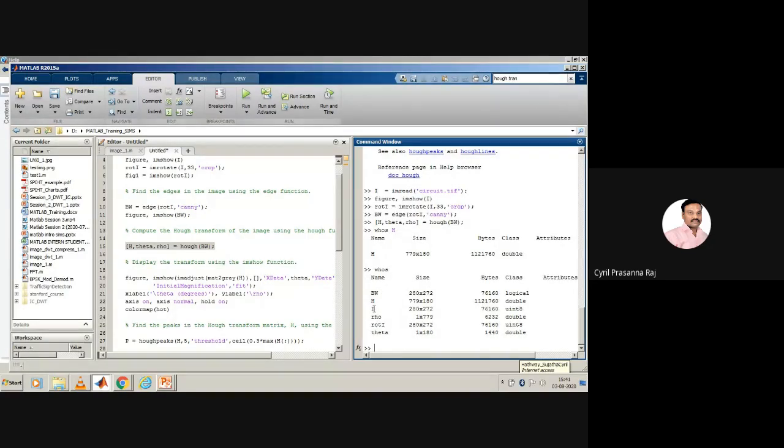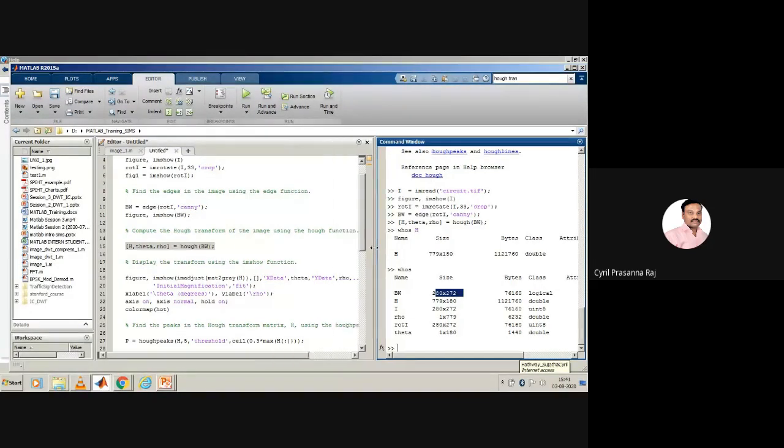The original size of the image was 280 cross 272. After it was rotated, it is still 280 cross 272. After performing the edge detection, it still remains 280 cross 272. But after you perform the Hough transform, the image size has changed from 280 cross 272 to 779 cross 180.